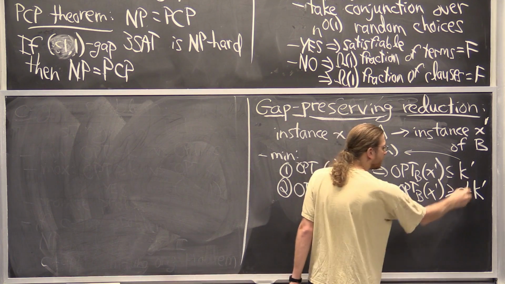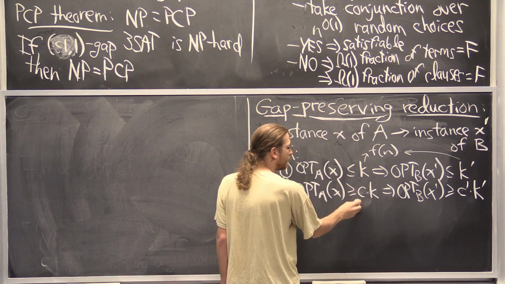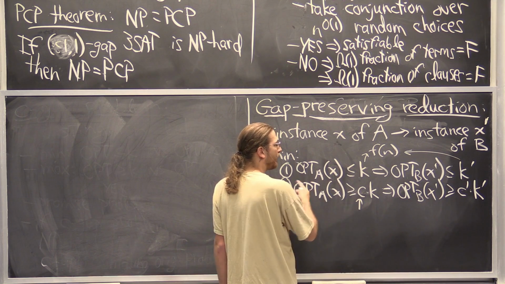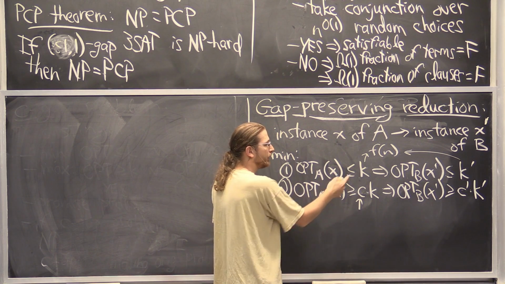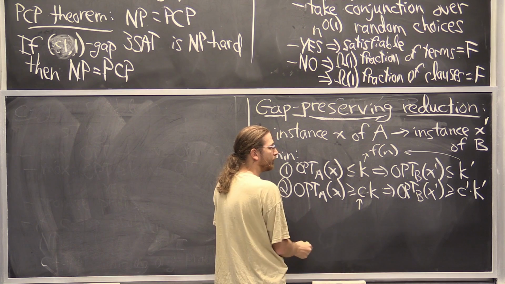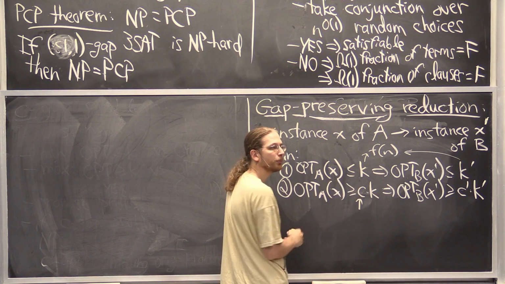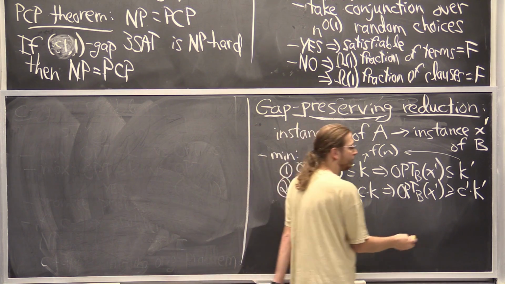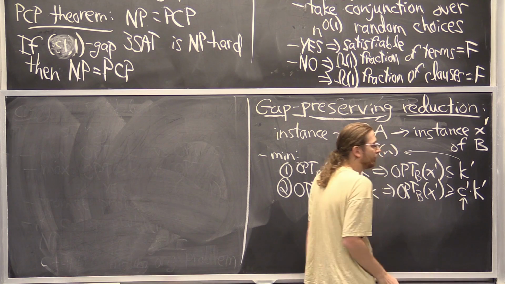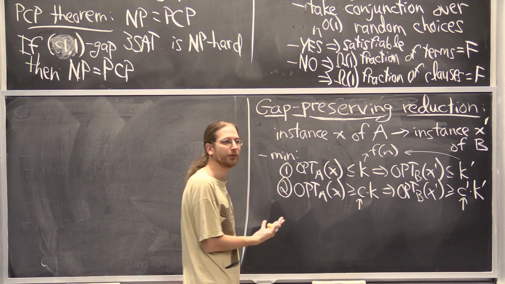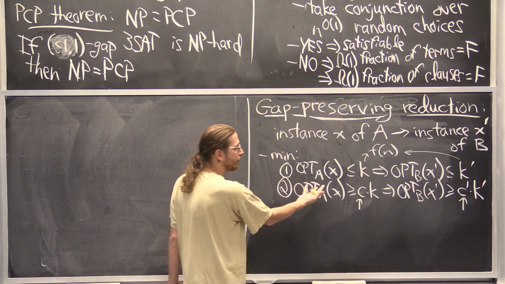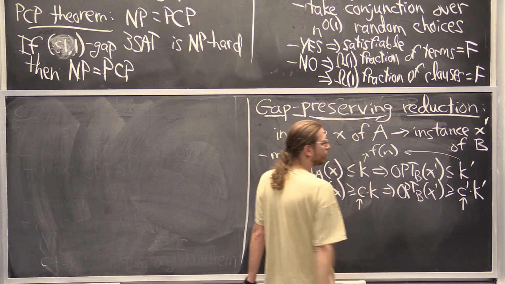It should be a c prime here. What this is saying is, suppose I had a gap: if I know that all the solutions are either less than k or more than c times k, I want that to be preserved for some possibly other gap c prime in the new problem. This is pretty general, but this is the sort of thing we want to preserve. If we had a gap of c before, we get some gap c prime after.